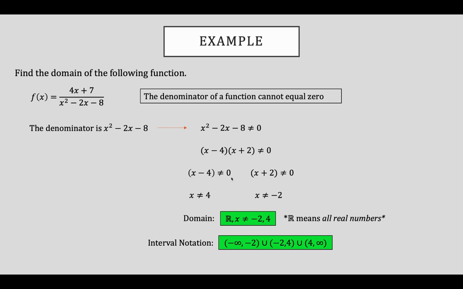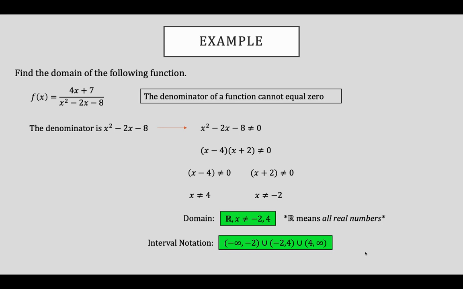Notice that in this case, our interval notation has parentheses around each of these values of x because these endpoints of each interval are not included, right? We're talking about values of x from negative infinity to negative 2, and then we have a gap. We have values of x from negative 2 to 4, and then we have a gap at 4, and then values of x from 4 to infinity. There we have our interval notation.